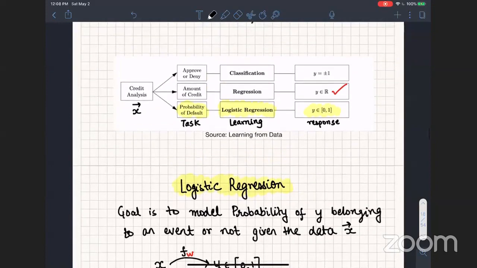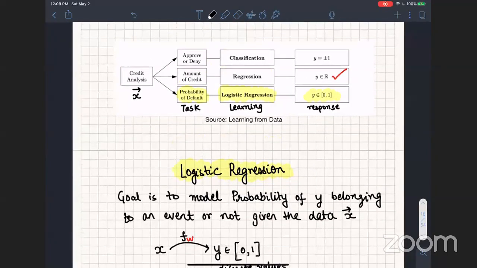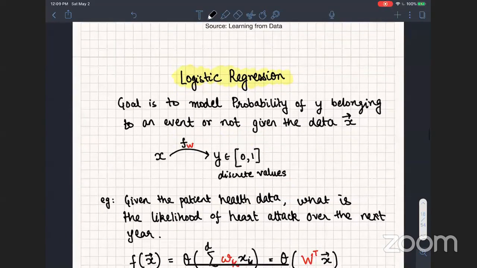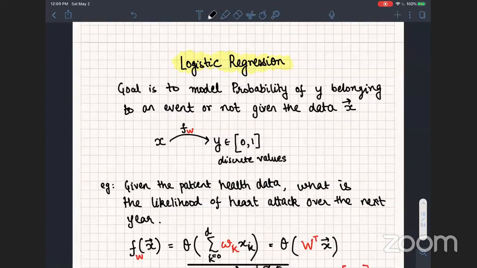Okay, so in logistic regression, the idea here is to learn a probability measure, right? So it's the same task, but then you can use this probability to do classification. So pretty quickly, you have an X, you want to map a function to Y, where Y can now be a discrete space. Instead of Y being a real, Y can be between 0 and 1, which is basically a probability measure.